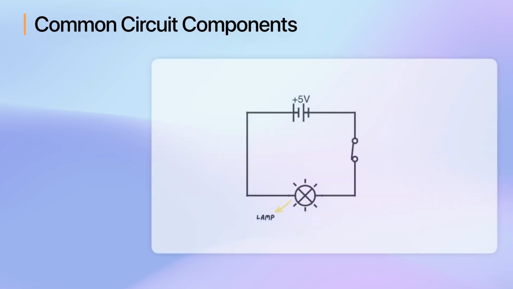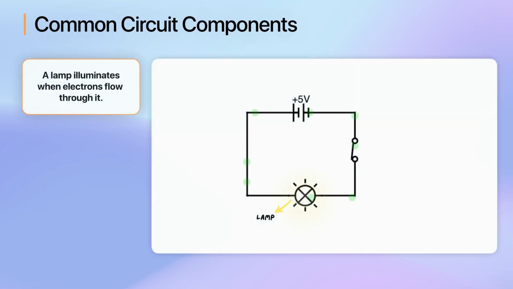Finally, there are lamps, or light bulbs. A lamp illuminates when electrons flow through it. In a circuit diagram, a lamp is usually shown as a circle with a cross inside it. When current passes through, the lamp lights up, indicating the circuit is working. By understanding these basic symbols, you can start reading and constructing simple circuit diagrams.